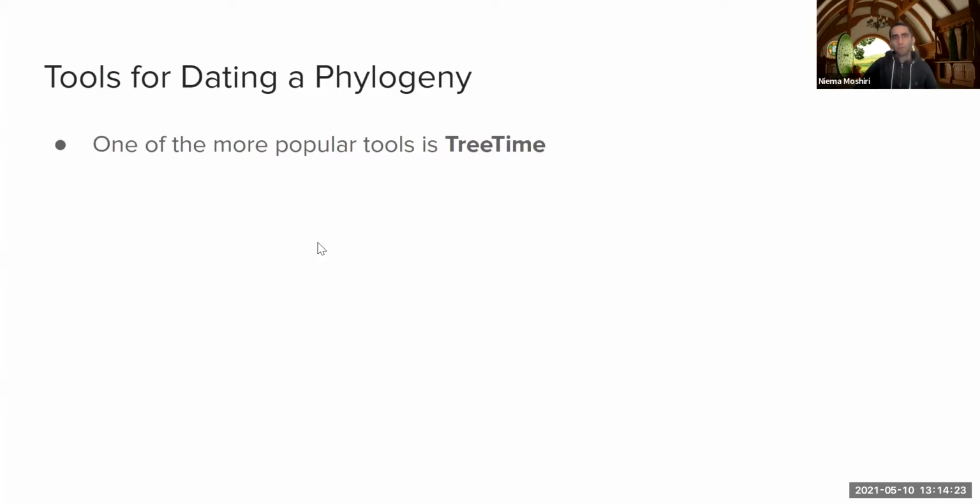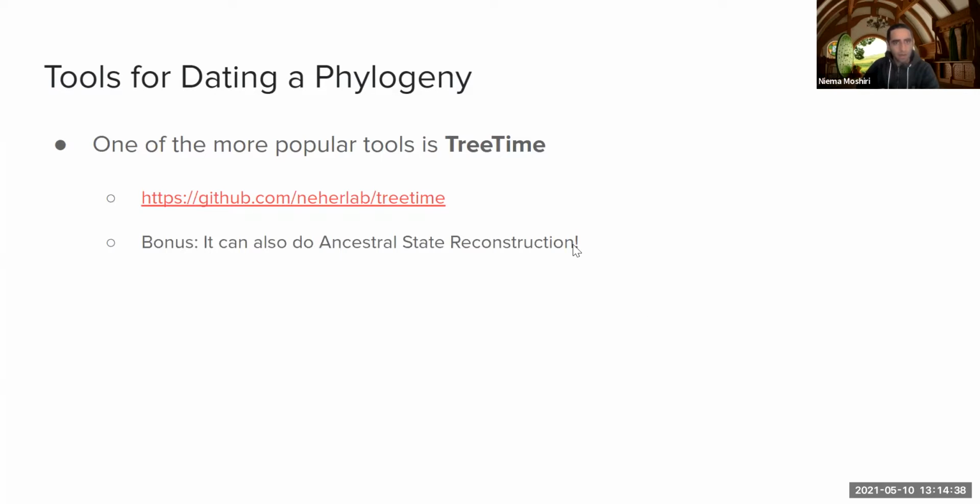One of the more popular tools that people use is called TreeTime. You can find the source code on GitHub. It's written, I believe, in Python, if I recall correctly. This is the most popular tool right now. And a bonus is that it actually does both. It can scale your tree to be dated, and it can do ancestral state reconstruction. So it's a nice benefit that it can knock out both of those at once.